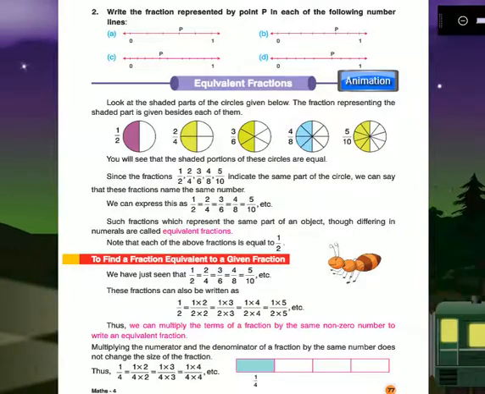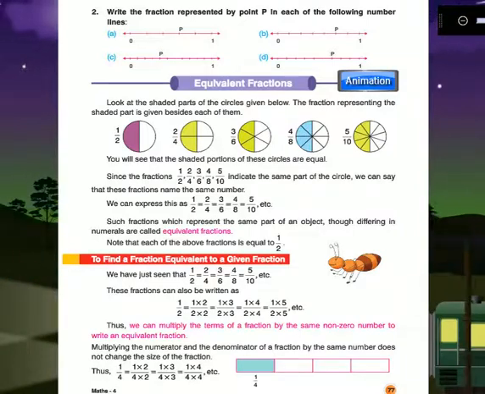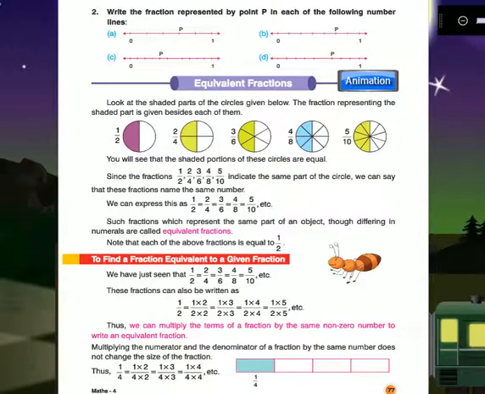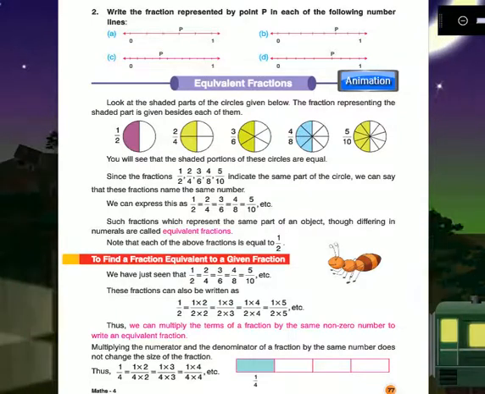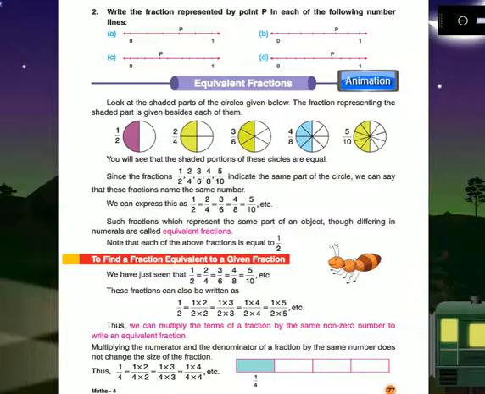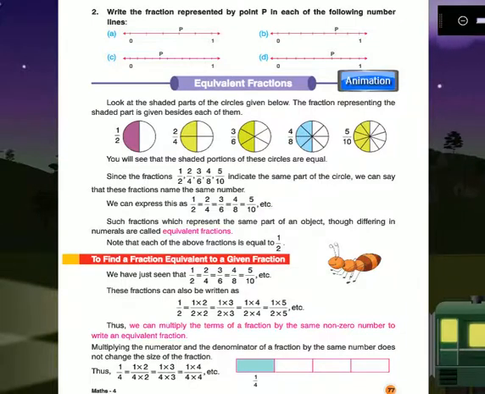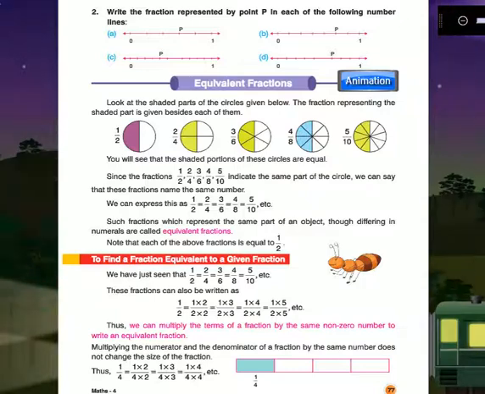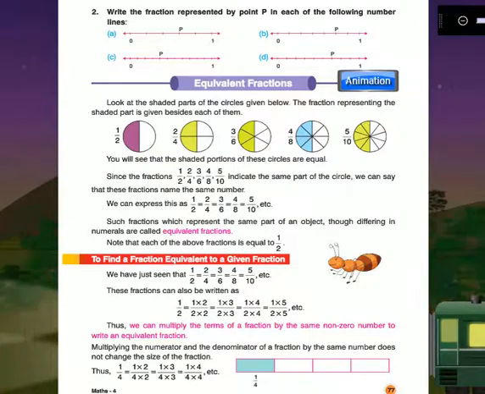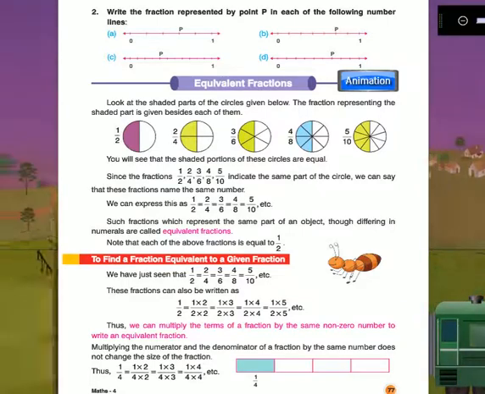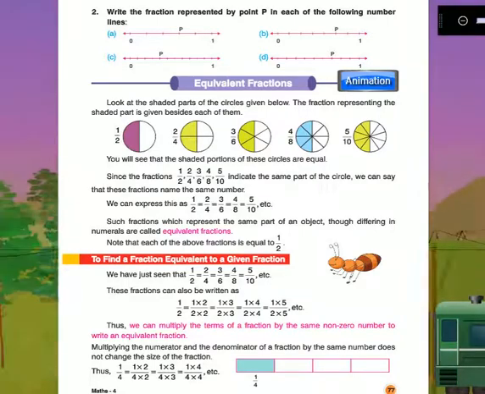Equivalent fractions. Look at the shaded parts of the circles given below. The fraction representing the shaded part is given beside each of them. You will see that the shaded portions of these circles are equal. Since the fractions 1 by 2, 2 by 4, 3 by 6, 4 by 8 and 5 by 10 indicate the same part of the circle, we can say that these fractions name the same number.